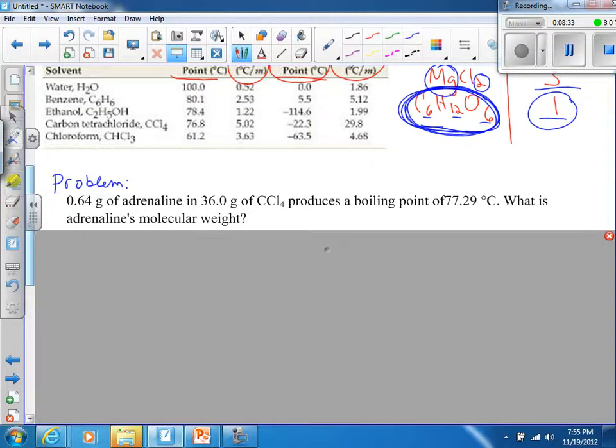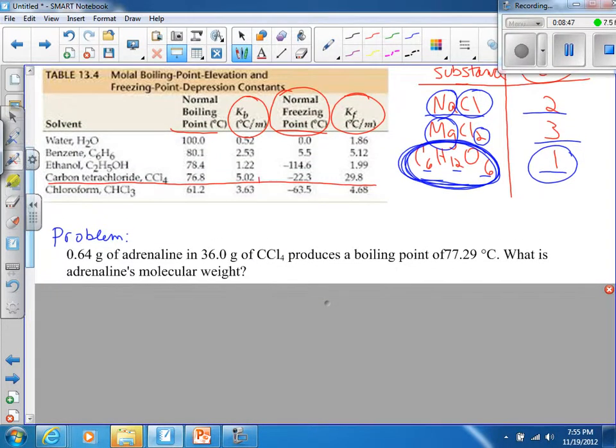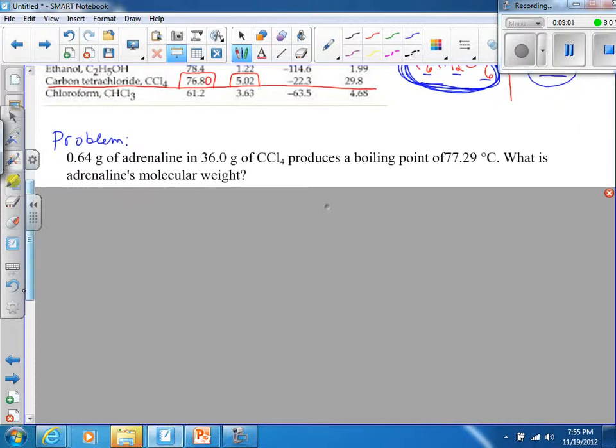There will be some problems where you might be asked, what would the value of I be? Okay, so let's do a problem. We put some adrenaline in some carbon tetrachloride, and let's notice up here, we know Kb for carbon tetrachloride, and we know the normal boiling point for carbon tetrachloride. We're going to assume there's an extra sig fig here, just for the sake of doing our calculation. We want to find out adrenaline's molecular weight.